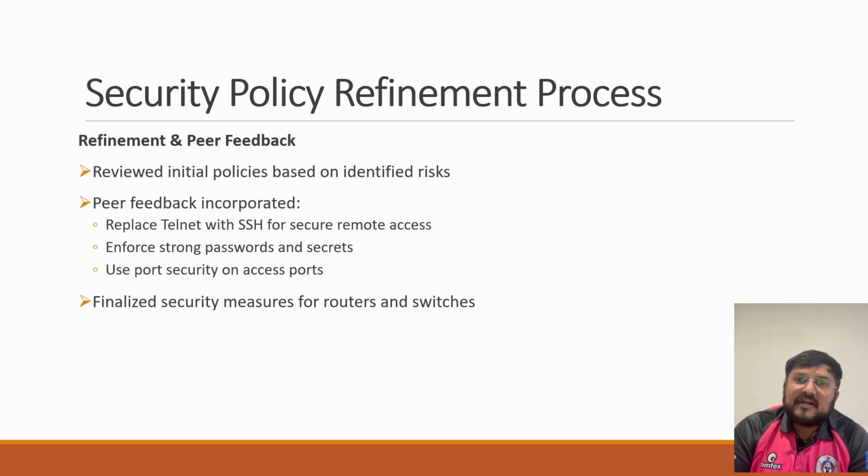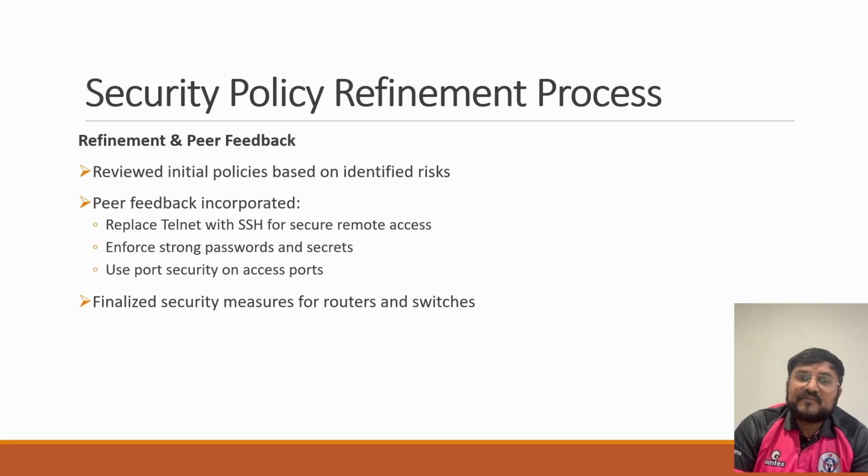Here we began with a draft security policy focused on verifying IT communications, but we quickly realized more technical controls were needed. In peer review sessions, colleagues suggested replacing Telnet with SSH for encrypted remote management and strengthening password complexity. We also added port security measures on access ports to prevent unauthorized devices from connecting. Feedback prompted us to define ACL rules to segment finance and operations traffic. After comparing these suggestions, our revised policy now addresses both user behavior and device configurations, ensuring a comprehensive approach to network security.